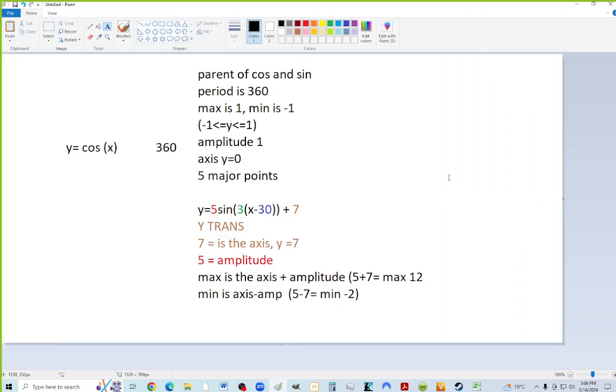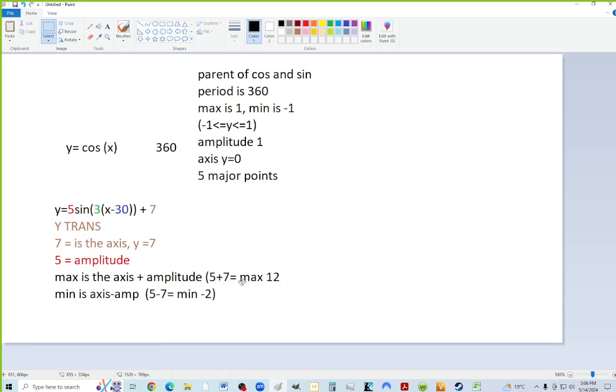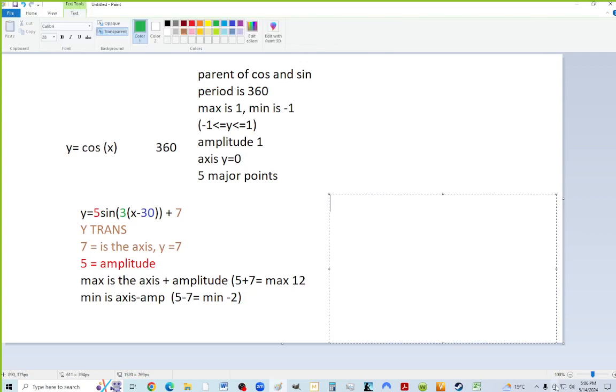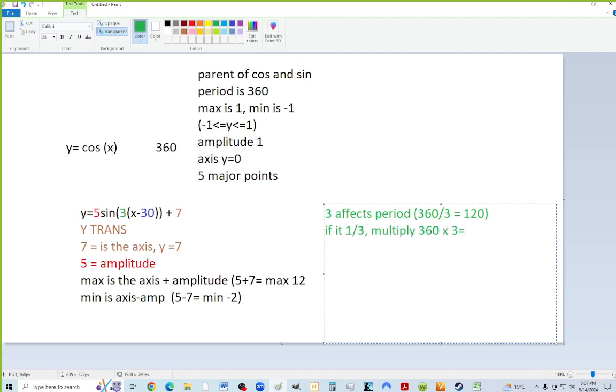What do you think the green 3 does to it? It's the period. You have to divide 360 by 3. Very good. We have to divide it by 3, not multiply it by 3. So the 3 affects the period. Numbers where the 3 is, that's my point, and I'll put the graph above that. Affects period. 360 divided by 3. And if it was 1/3, you'd multiply 360 by 3, which would be equal to 1080.